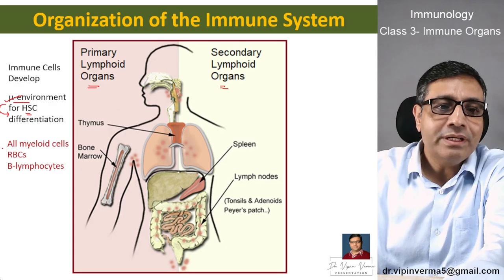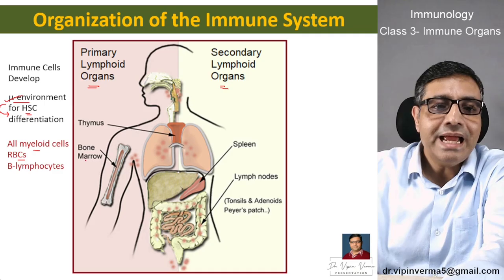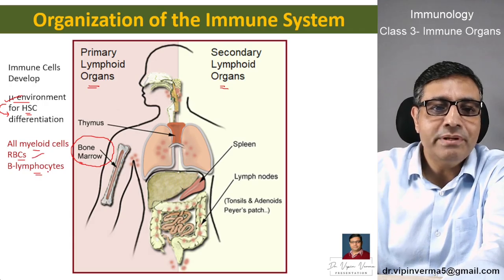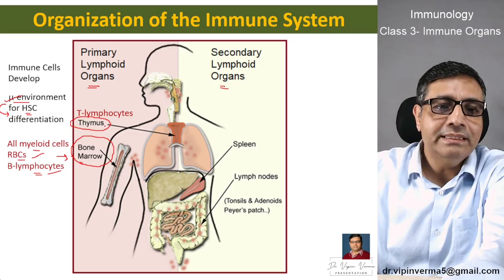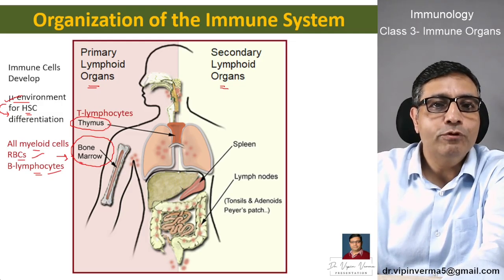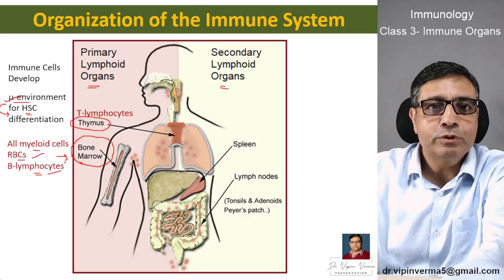the primary lymphoid organs develop all the myeloid cells, they develop RBCs, and in bone marrow they develop B lymphocytes. So myeloid cells, RBCs and B lymphocytes, all these three kinds of cells are developed in bone marrow, while the T lymphocytes are developed in the thymus. So the thymus is the primary lymphoid organ for T lymphocytes, while the bone marrow is the primary lymphoid organ for all myeloid cells, RBCs, and B lymphocytes.